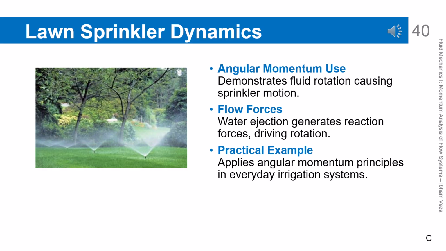Lawn sprinkler dynamics. A sprinkler system demonstrates how fluid angular momentum can produce rotational motion. Water ejected from the sprinkler arms generates reaction forces that cause rotation. The larger the flow rate and exit velocity, the larger the torque produced. This example shows a direct application of the angular momentum principle in everyday systems. This mechanism is also similar to the working principle of reaction turbines.